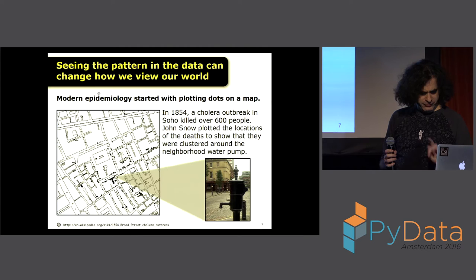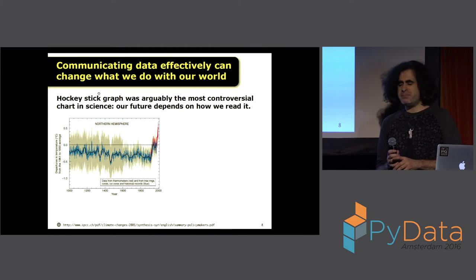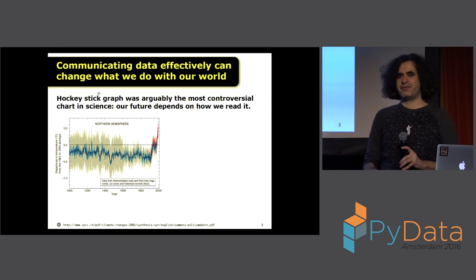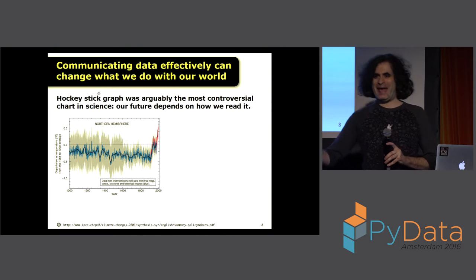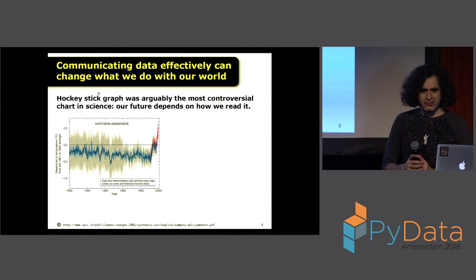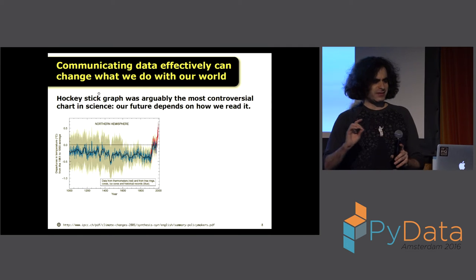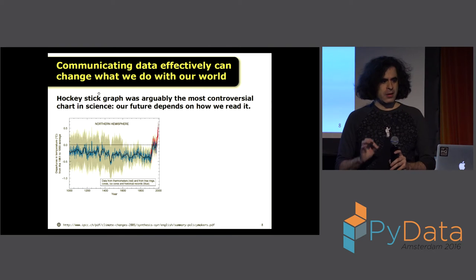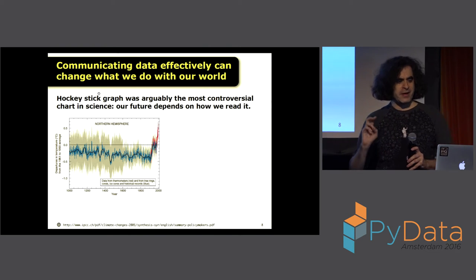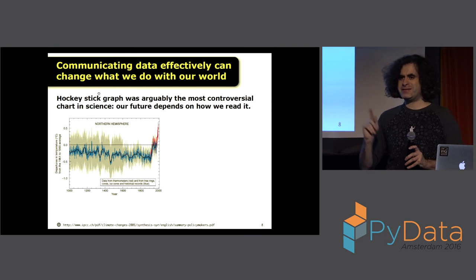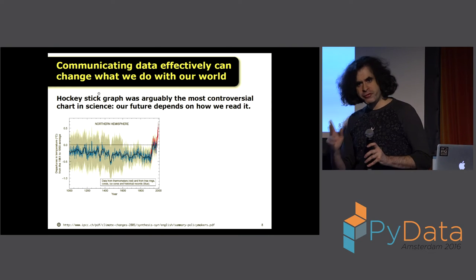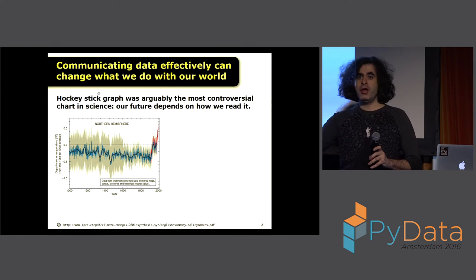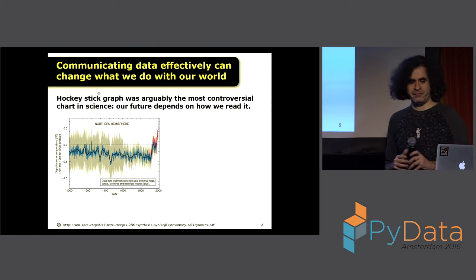Now, I'll just move along, actually. Let me bring the story right up to date. So who recognizes this graph? Anybody seen it before? Fantastic. So for those of you that have not seen it, this is the graph that tracks climate temperature change over time. It's called the hockey stick graph, and it is the most controversial chart in science, and arguably, the future of everyone here in this room depends on how people choose to read or misread this graph.